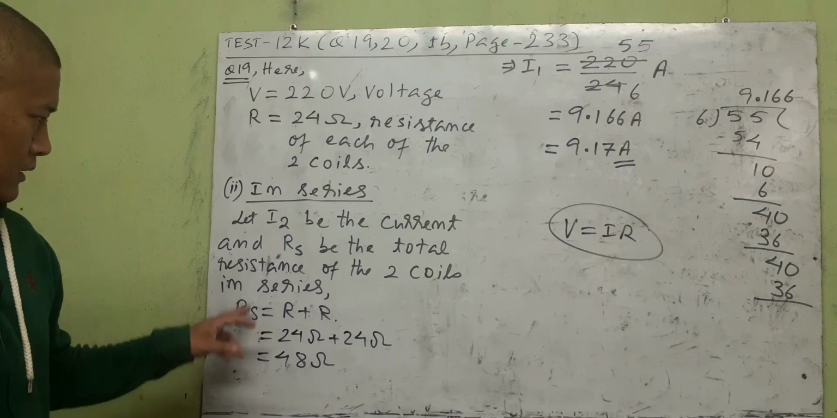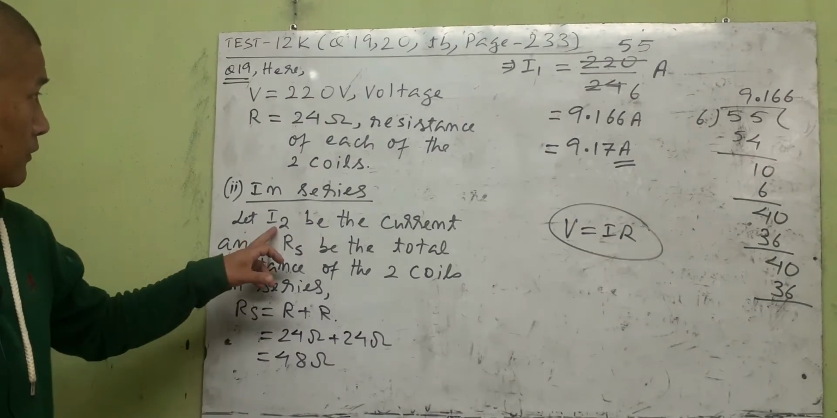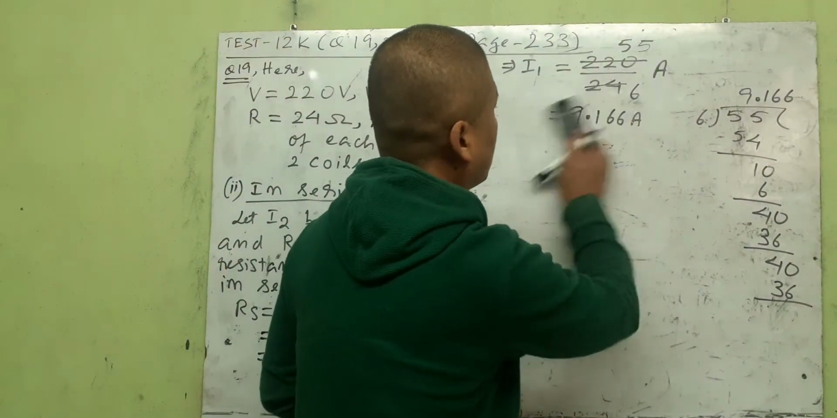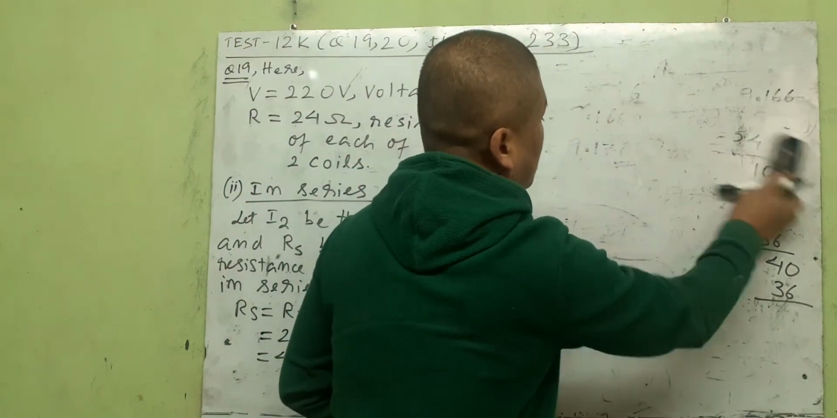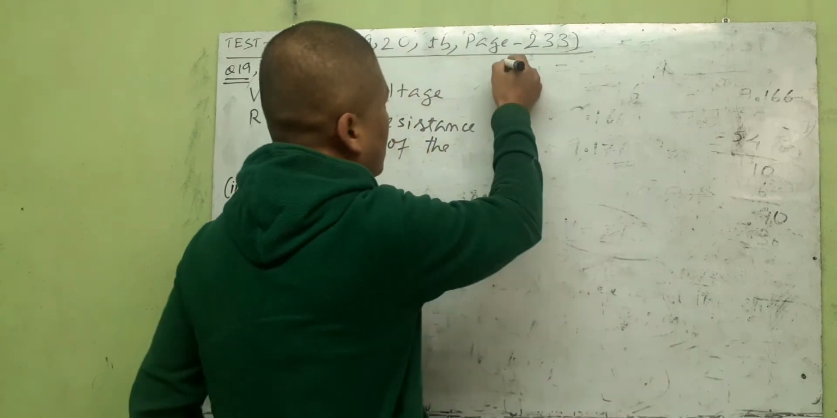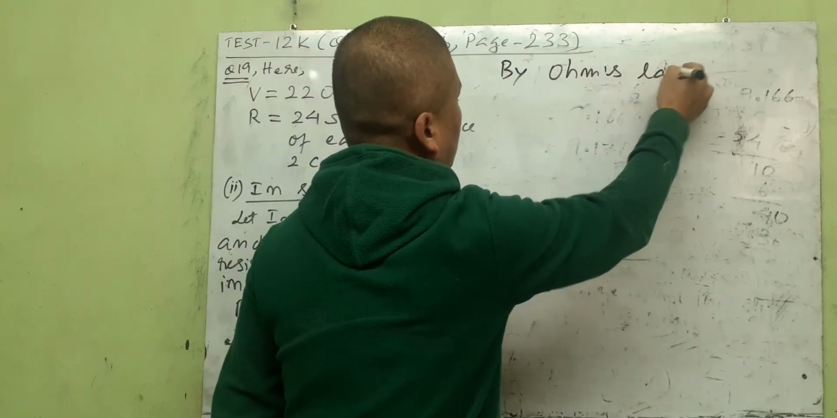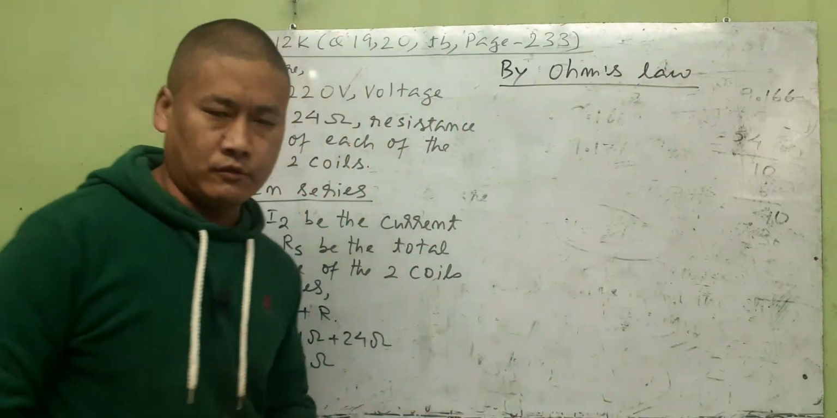So we found this RS, R is there, I2 we have to find, V is there. Just like we did a moment ago for the first case, we can now use the Ohm's law. So by Ohm's law or using Ohm's law, whatever you like to write, the way you want to write, it's up to you.